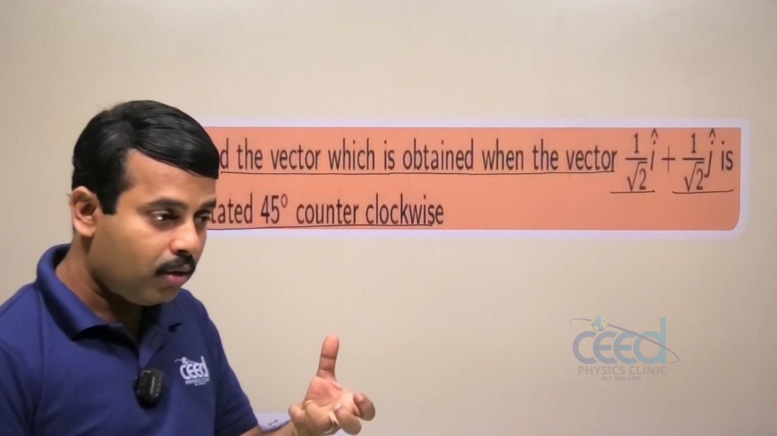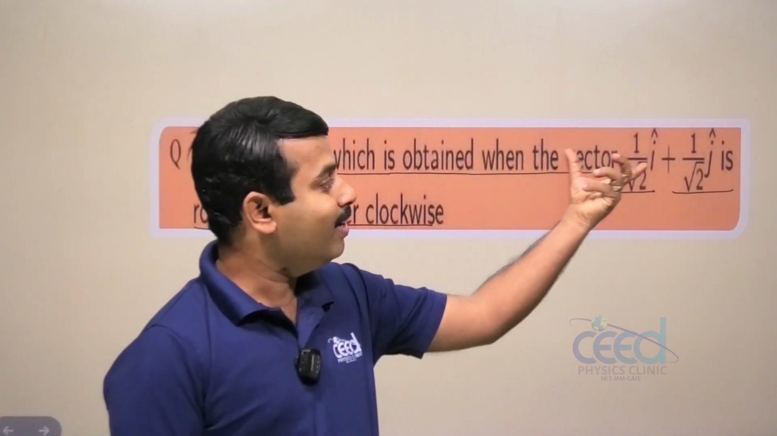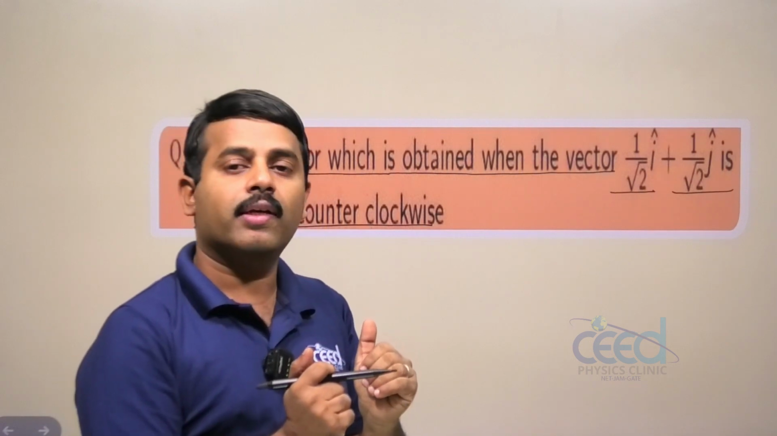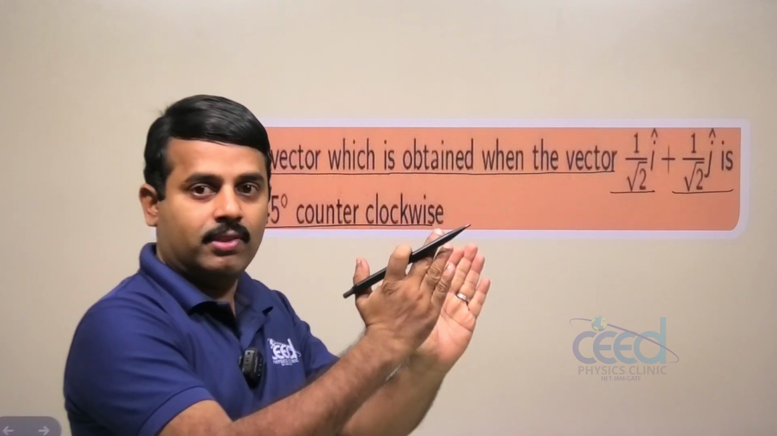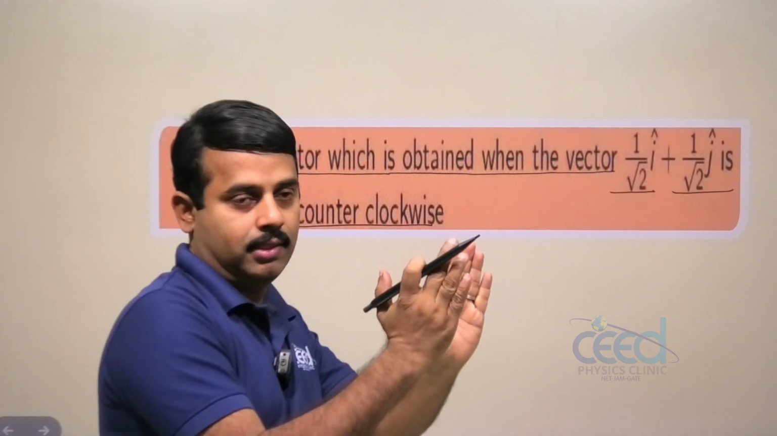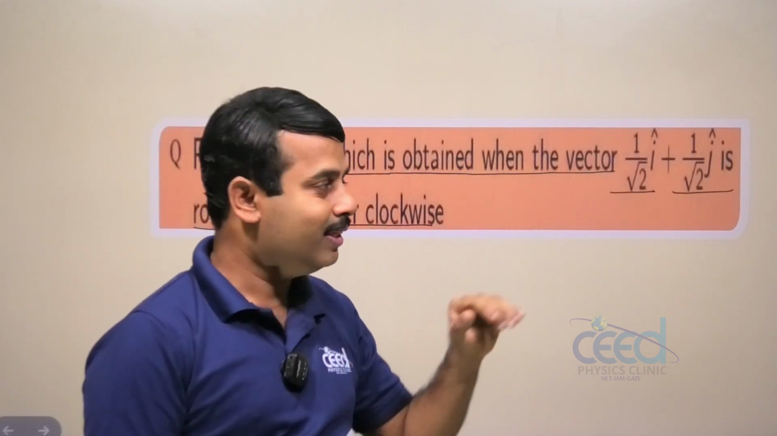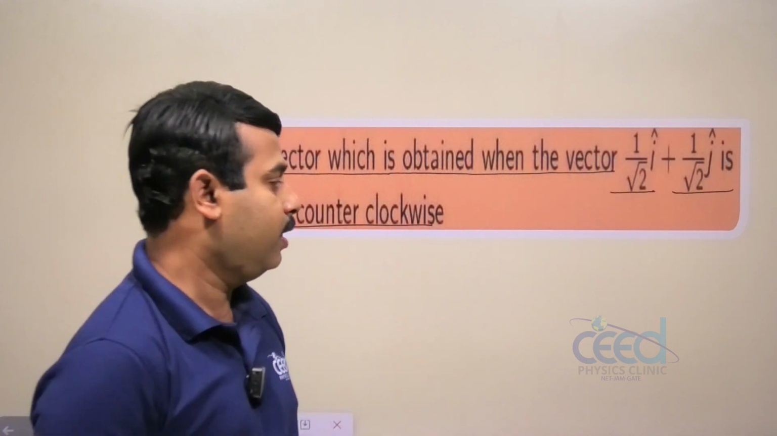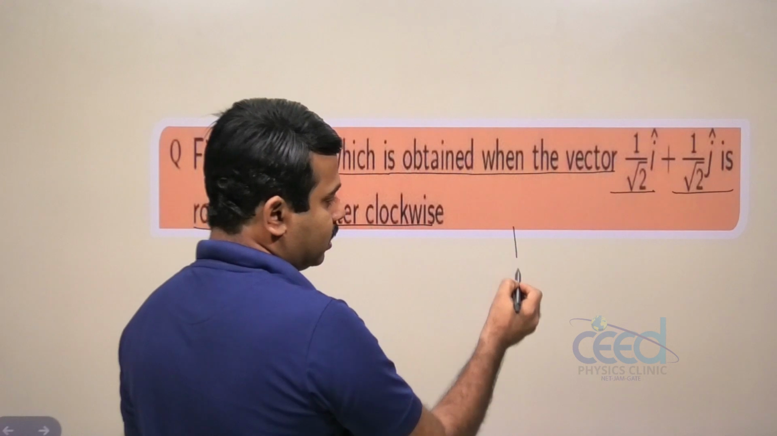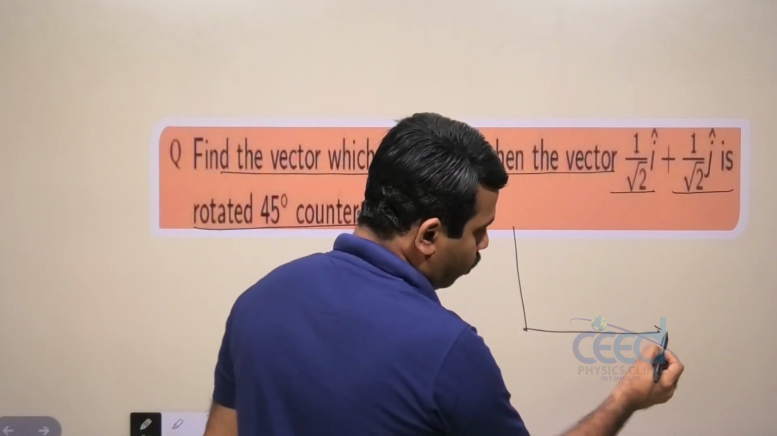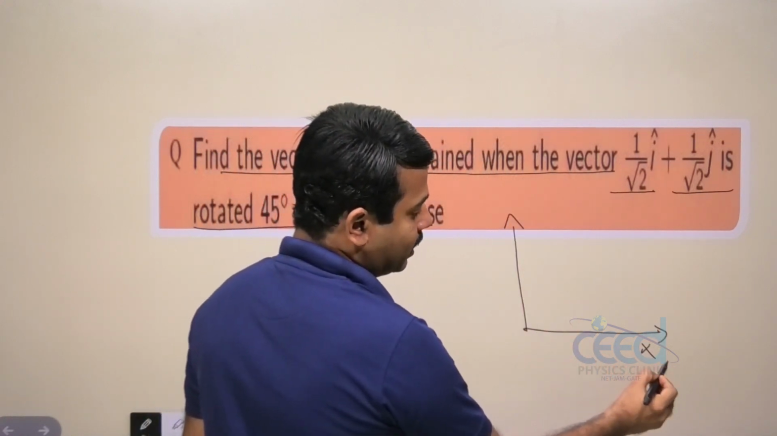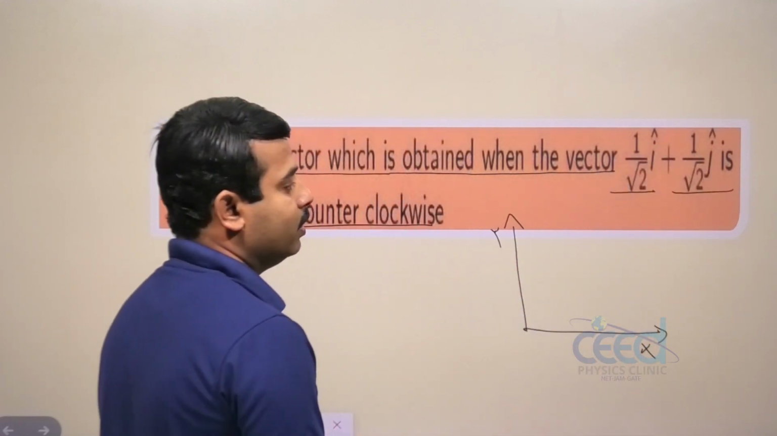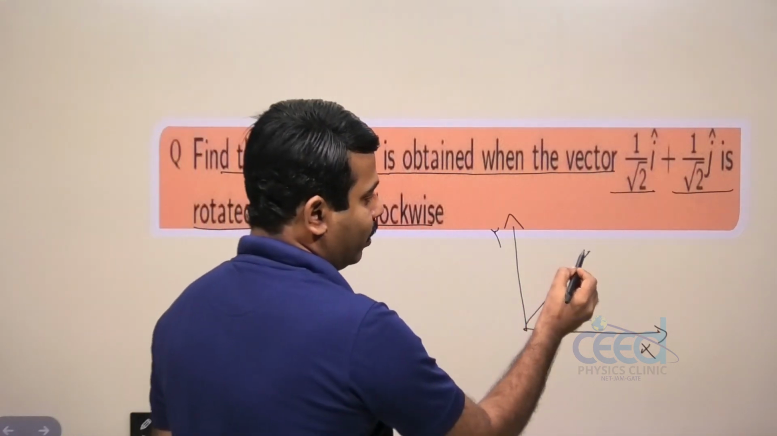Who is rotating? The vector is rotating, not the axis. In our theory, what did we rotate? We rotated the axis. But here what are we going to rotate? This vector. Both are different, but we can think logically. So this is our old coordinate x, y. Now 1 by root 2 i cap plus 1 by root 2 j cap means it is at 45 degree, right?